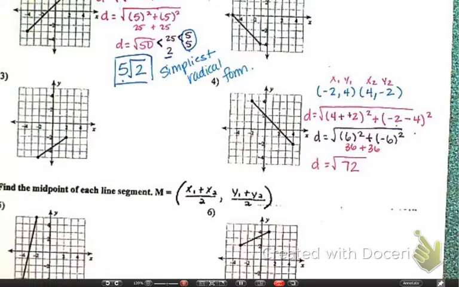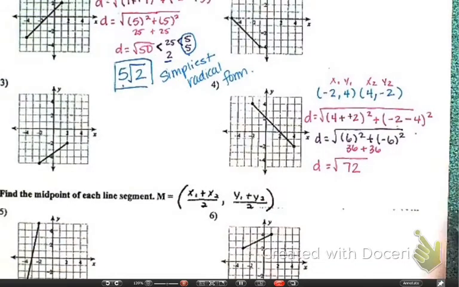Is 72 a perfect square? No, right? My perfect squares are like 16 because the square root of 16 is 4. Or the square root of 25, which is 5. The square root of 169? 13. The square root of 225? Too high? 15. Okay, so 72 is not a perfect square. I want you to take a second, either by yourself or with your group, and see if you can put it in simplest radical form.